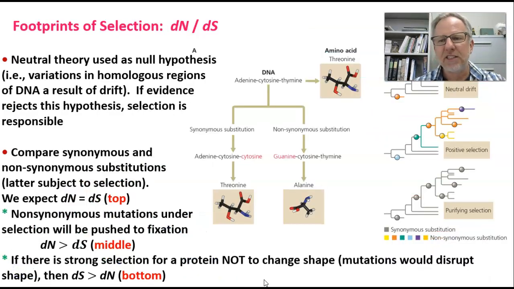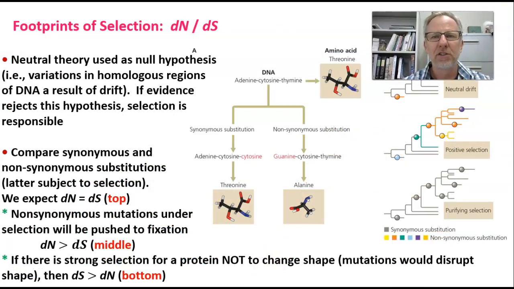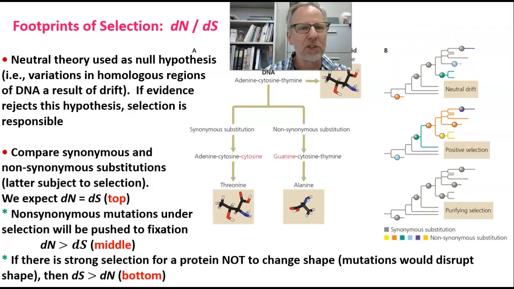So here's the other example I wanted to share with you for how scientists, biologists can detect potential selective sweeps and demonstrate whether mutations were subjected to selection or not in the past. So here, this is titled Footprints of Selection: changes in non-synonymous mutations compared to changes in synonymous mutations. Okay, so that's the dN over dS.